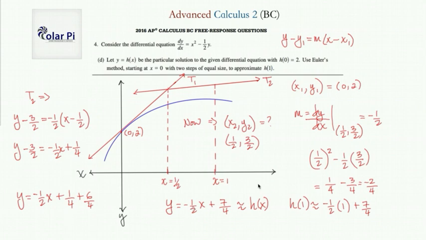Otherwise, the only thing I'll say before we conclude is obviously if you use more step sizes, there are more course corrections, and so you'll get a better approximation of h of 1 the more steps you use. So the smaller the step size, the better the approximation of h of 1 will be.